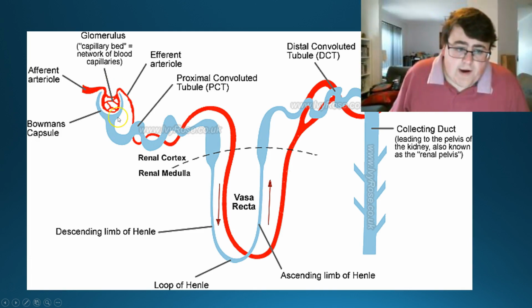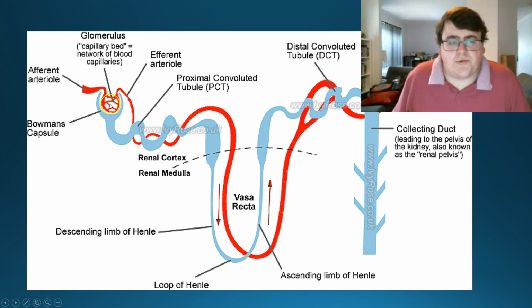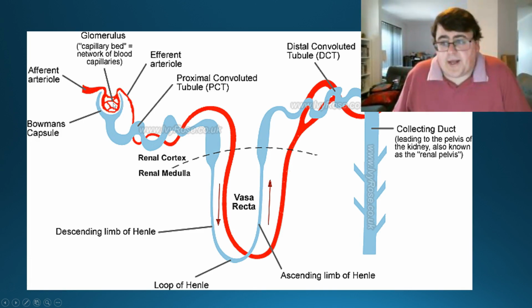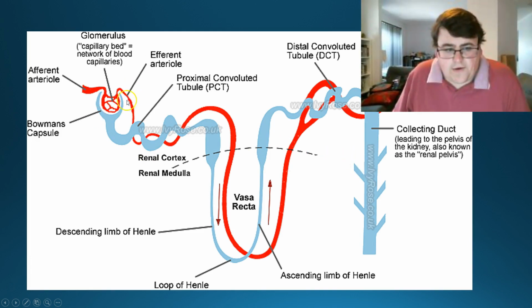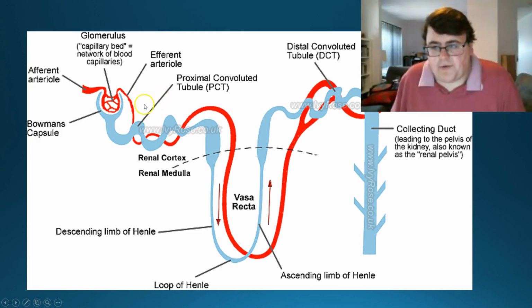Now, there are some diseases and some people that have damaged Bowman's capsules or glomerulus, and that's symptomized by blood in the urine, because blood is a large particle and then it can pass through the capillaries and enters your nephron and will be excreted in urine. So blood in your urine generally is a sign of a rupture in this capillary bed.